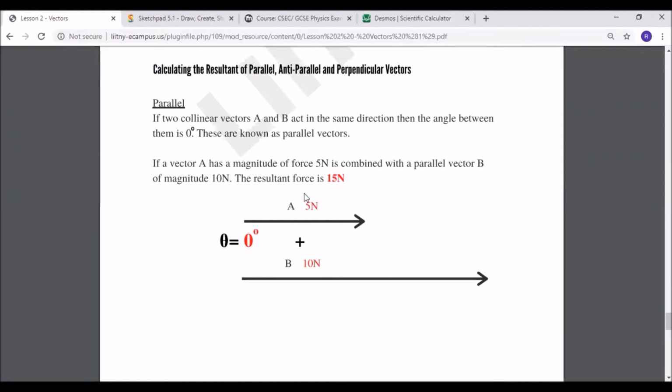If a vector A has a magnitude of force 5 newtons, so this is A here, 5 newtons, is combined with a parallel vector B of magnitude 10 newtons here, the resultant force is 15 newtons. So with parallel vectors, the resultant force is added between the two vectors, but the angle is zero, because as you can see here, they're not at any angle to each other.